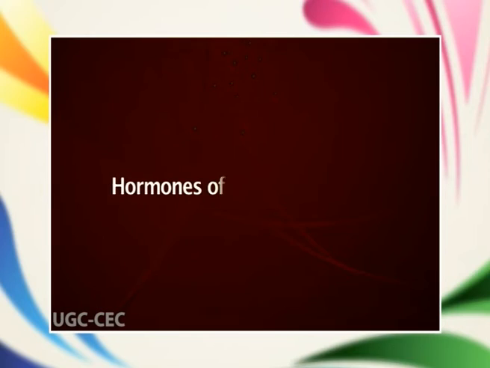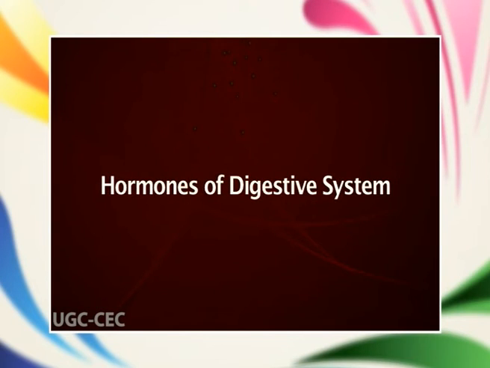Now, dear students, after learning the physiology and anatomy of digestive system, let's move on to the third and last section of today's lecture, that is hormones of digestive system. A number of hormones have been identified in various parts of the gastrointestinal system. Most of these hormones are peptides. Let's have a look at the major ones.